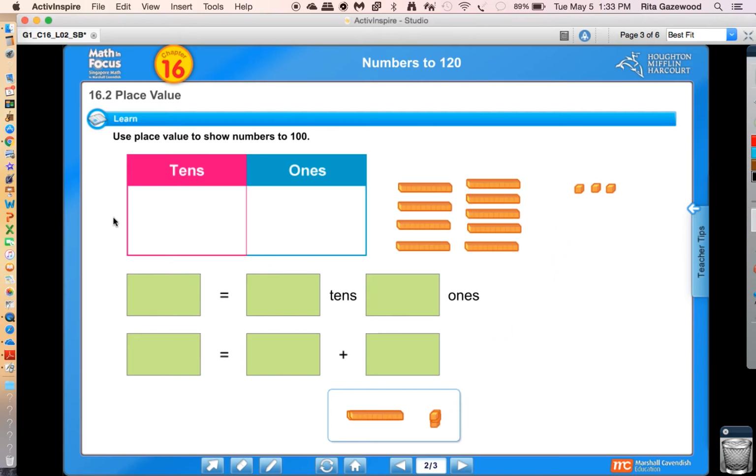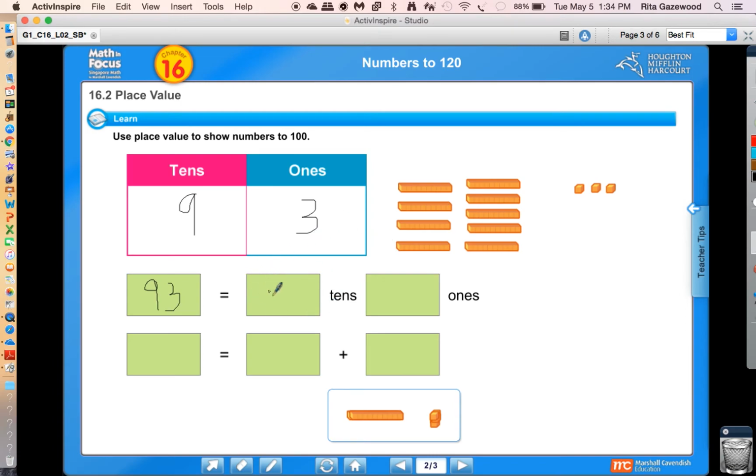Okay, so let's start by counting our tens. 1, 2, 3, 4, 5, 6, 7, 8, 9. So we have 9 tens. And how many ones? 1, 2, 3. And 3 ones. What number does that make? That's right, it's 93. So we say 93 equals tens, ones.